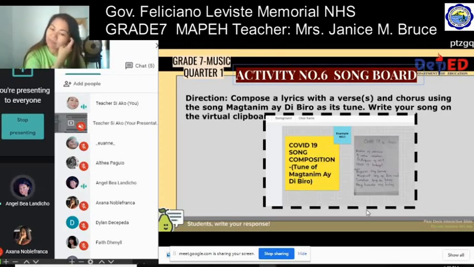Excuse po. Yes, Ma'am, go ahead. Po may attach po ang aking kanta sa board po. Kakasahin ko na lang po. Okay, so remind me of that. Okay, okay.